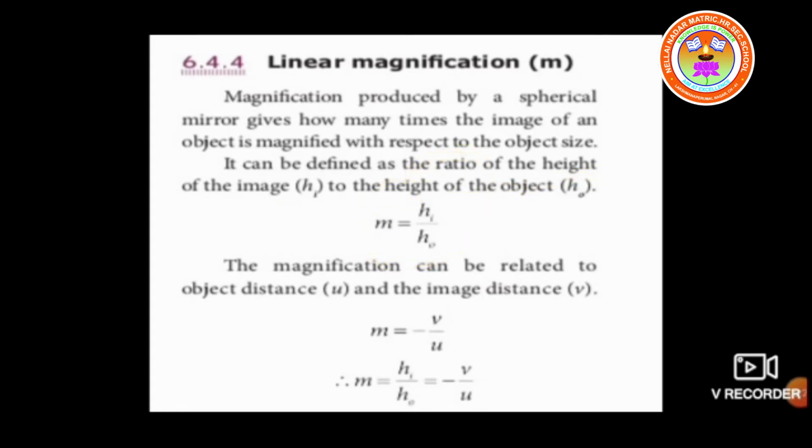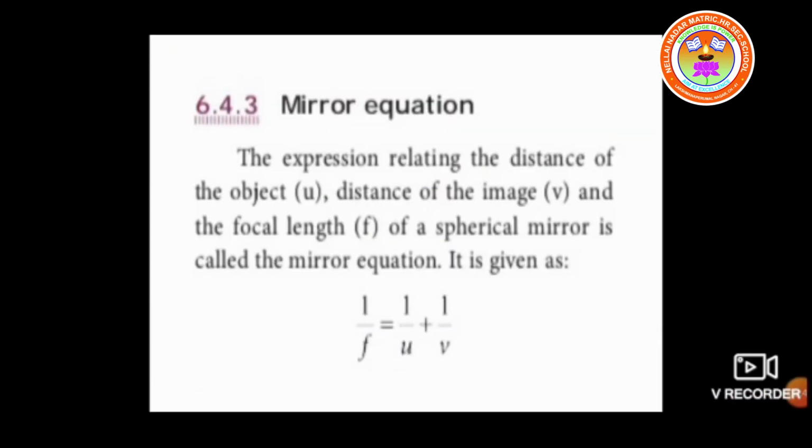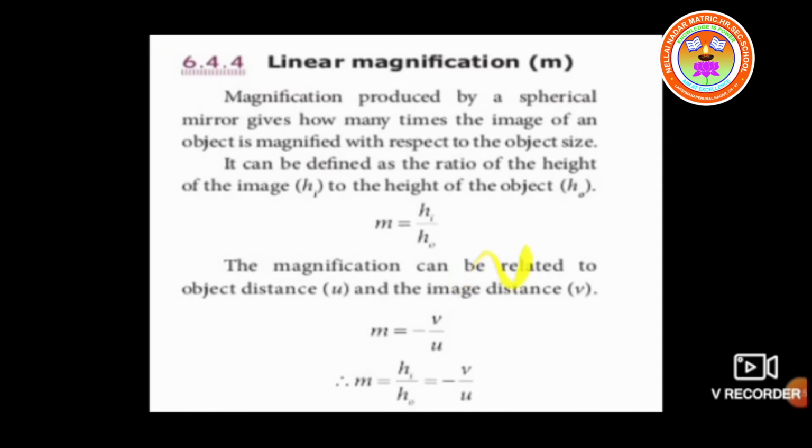In formula, it is given by M is equal to Hi divided by Ho. What is meant by Hi? That is the height of the image. What is the meaning of Ho? That is the height of the object. So the ratio between the height of the image and the height of the object is called linear magnification.